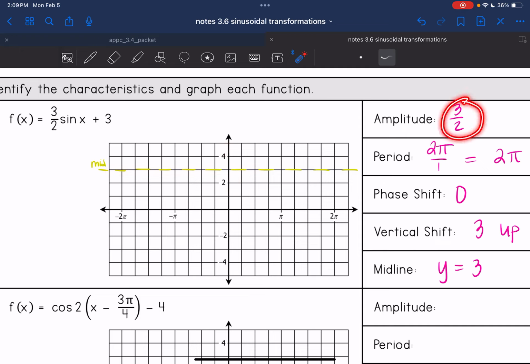So I know that 3/2 is 1.5. So I'm going to count 1.5 up. And that's going to be our maximum. And then I'm going to count 1.5 down. And that'll be our minimum. So our wave has to stay in between those dotted lines.